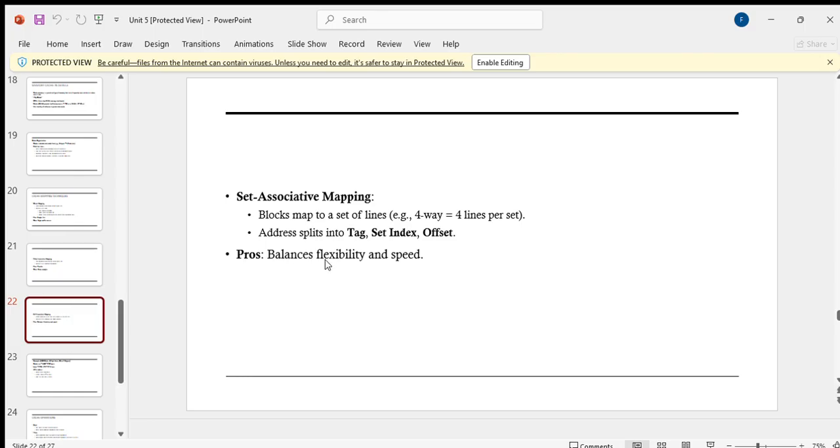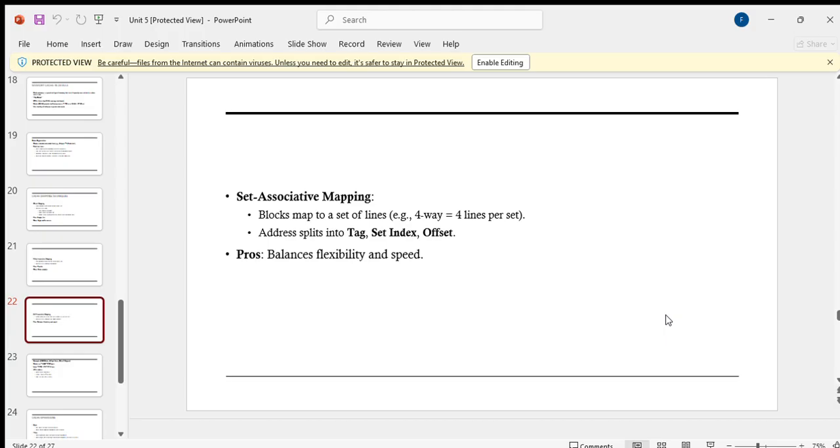The memory block maps to a specific set, but within that set it can occupy any line. What do we mean by line? Let's say the set has lines 1, 2, 3 up to 4, and the block can occupy any line. Let's say block 1 can occupy index 4, or go back to index 1, and occupy any line, like a fully associative cache.